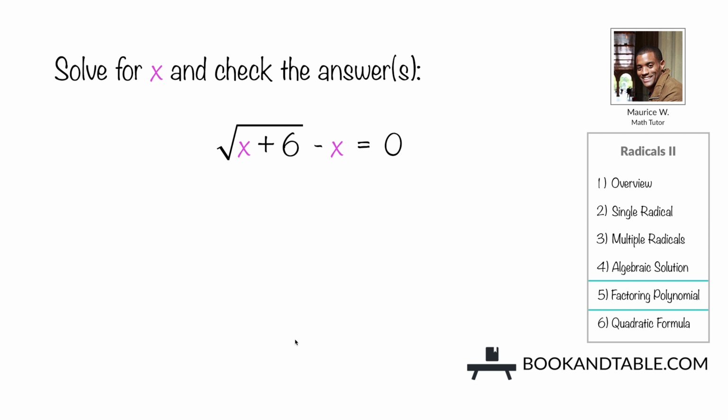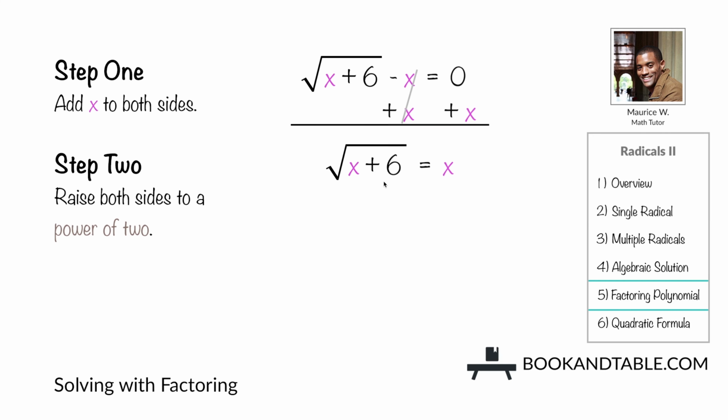Let's take a look at a practice question from start to finish. So you would be given the question, solve for x and check the answers. Radical x plus 6 minus x is equal to 0. So how would we go about solving this? The first thing we do is we want to isolate our radical sign. So we add x to both sides. That leaves you with the square root of x plus 6 on the left side, and 0 plus x, which is x on the right side.